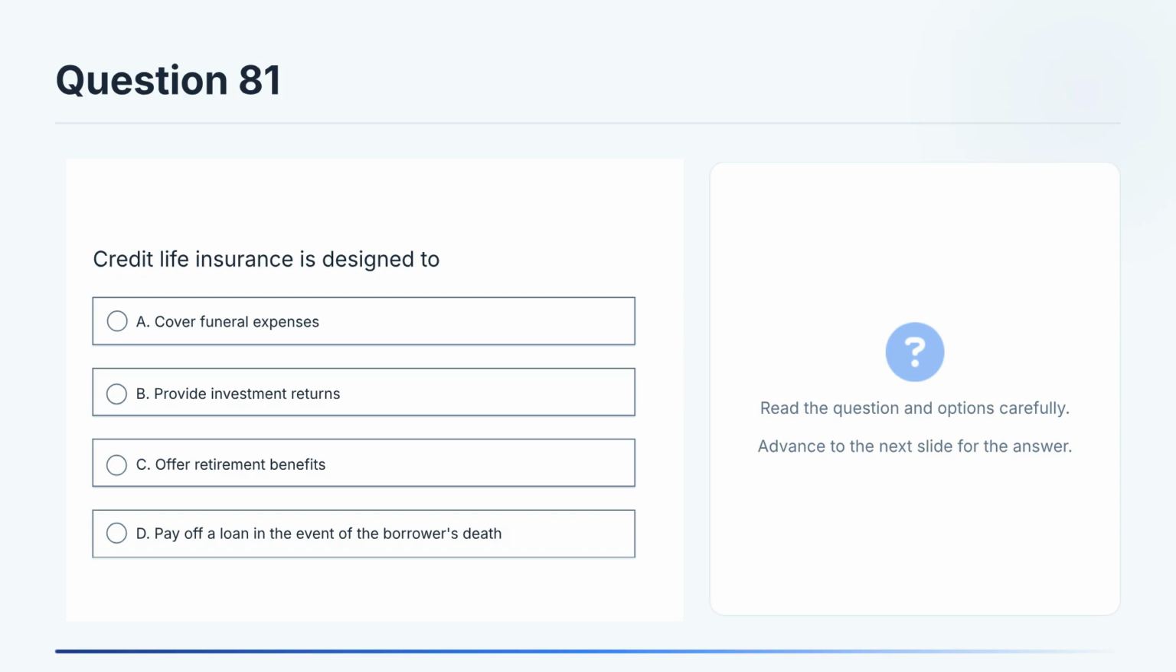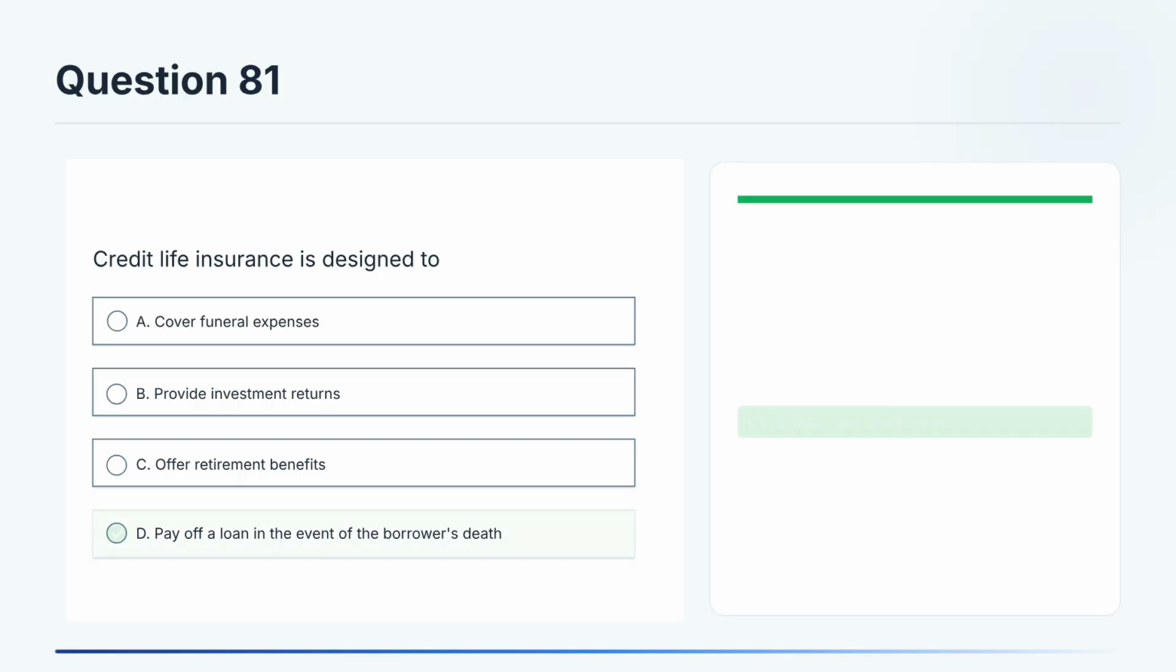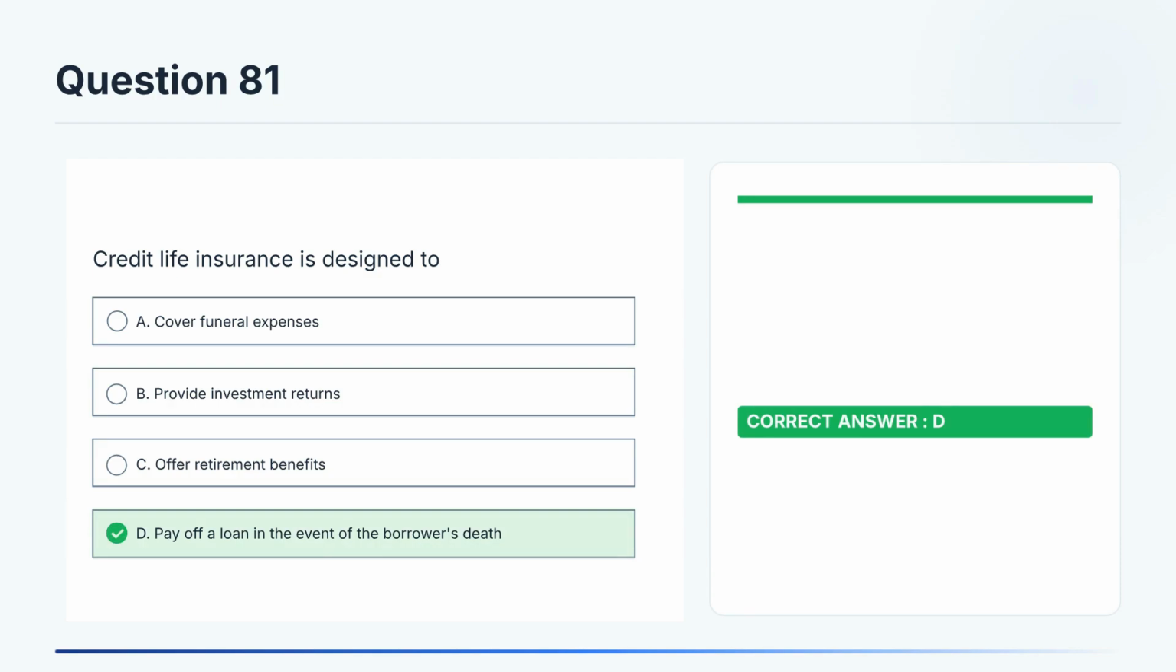Question 81. Credit life insurance is designed to A. Cover funeral expenses. B. Provide investment returns. C. Offer retirement benefits. D. Pay off a loan in the event of the borrower's death. The answer is D. Pay off a loan in the event of the borrower's death.